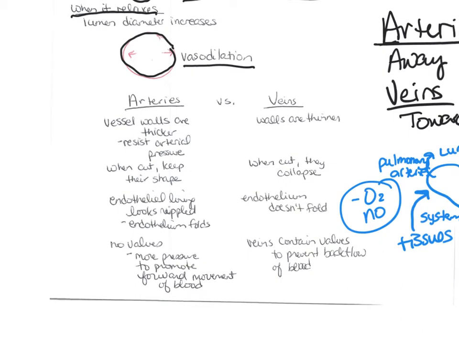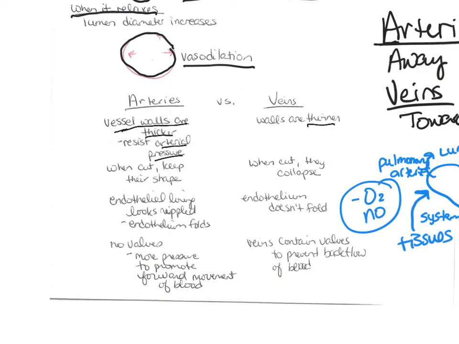In general, the walls of arteries are going to be thicker, and they need to be thicker because it's the arteries that are receiving blood directly from the heart. So when the heart beats, that blood goes directly out into the arteries. So the arterial pressure is going to be a lot greater there, and those vessel walls have to be thicker in order to survive that pressure coming at them. And then the veins, the walls are going to be thinner because there's not going to be as much pressure.